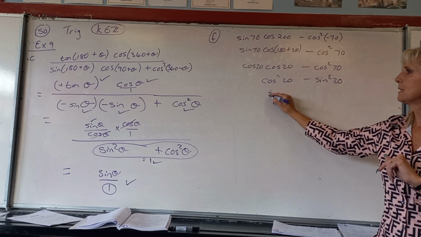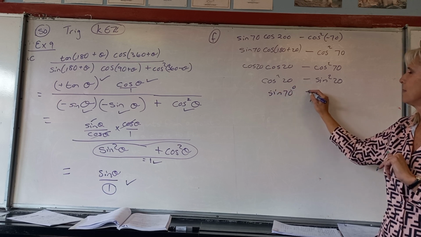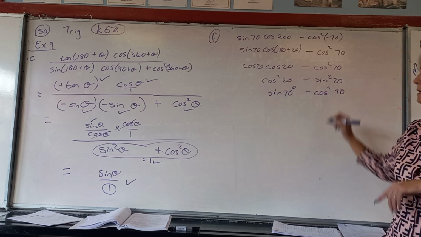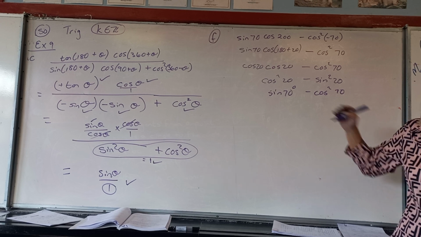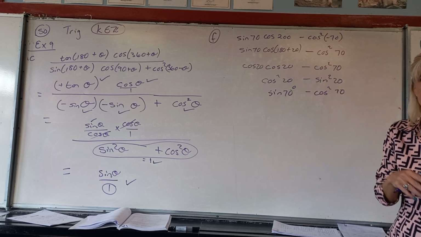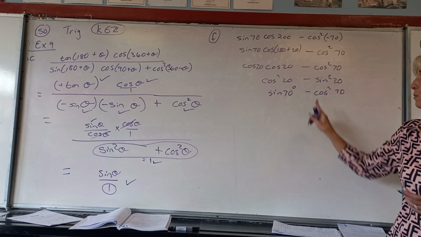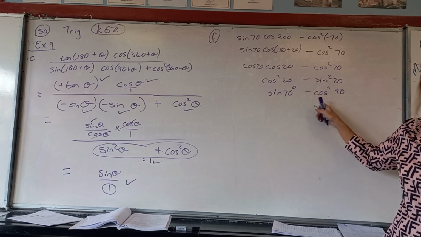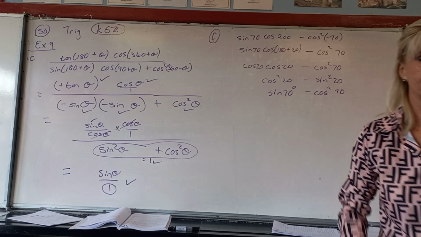What about sin square 70 minus cos square 70? Well, that's all the options that you have. And again, I want to say they don't have to be the same angle because there's no reason for it. If they were plus, yes, then you would want to make them the same.